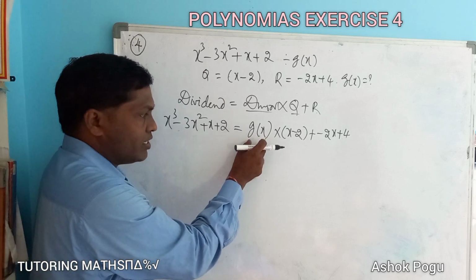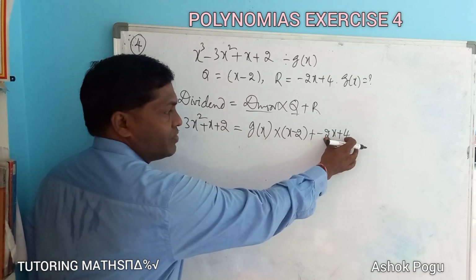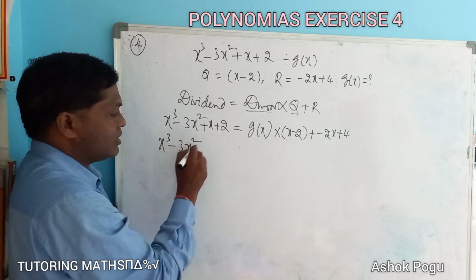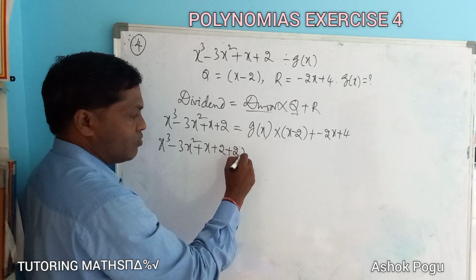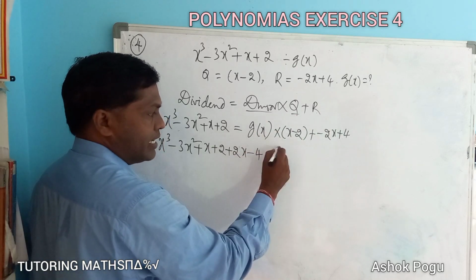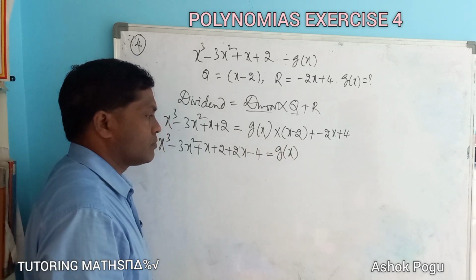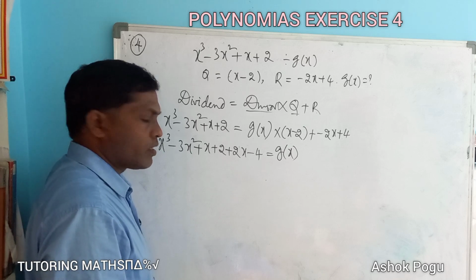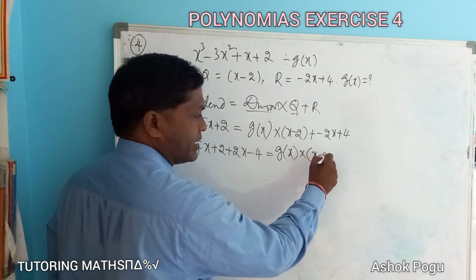To find g of x, we have to make it the subject. To make it the subject, shift minus 2x plus 4 to the left side. So we get x cube minus 3x square plus x plus 2, minus 2x is shifted to the left side and becomes plus 2x, plus 4 becomes minus 4, and here it is g of x into x minus 2.